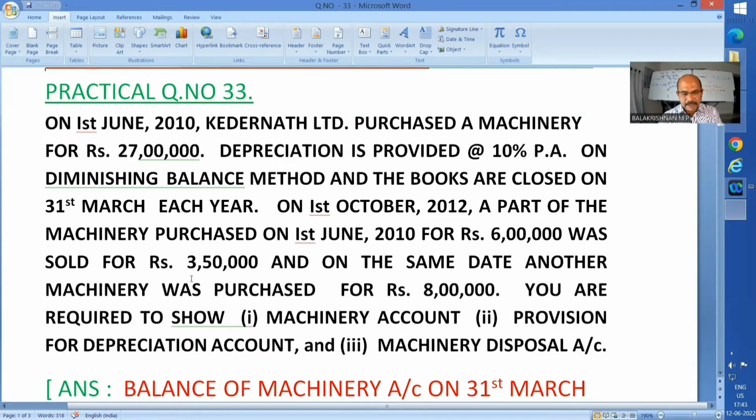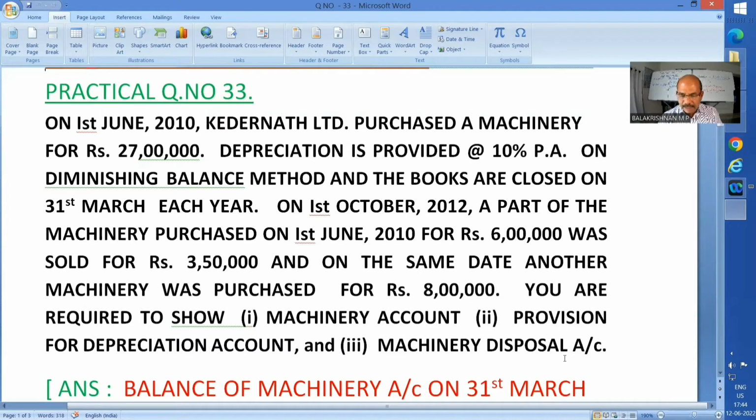2, it's under WDV. 3, 10% is the rate. 4, 31st March is the financial year end. 5, they have asked us to prepare the machinery disposal account, and a provision for depreciation account is also given. So all the 3 accounts we have to prepare: machinery account, provision for depreciation account, and machinery disposal account.